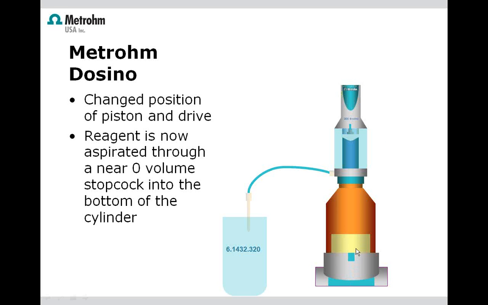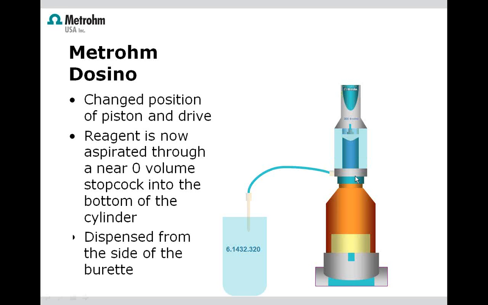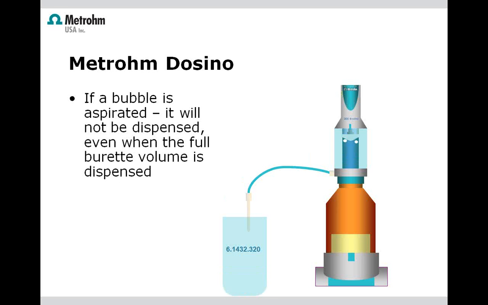And so the nice thing with this, the reagent is aspirated through the bottom, just straight up, so it's a much more linear and straightforward fluid flow to a near zero volume stopcock at the bottom of the cylinder, so you don't have a lot of dead volume. And basically the liquid's then dispensed down through the side of the burette. And this has given us a lot of different advantages over the classical system.